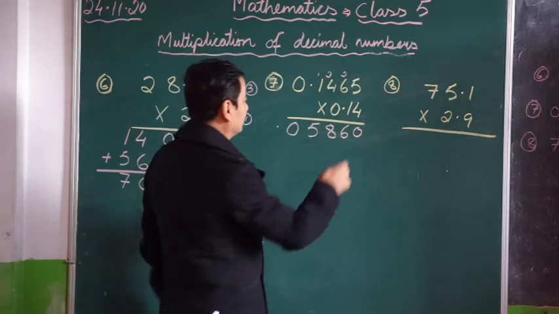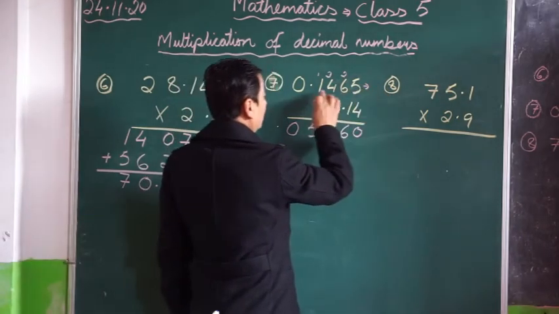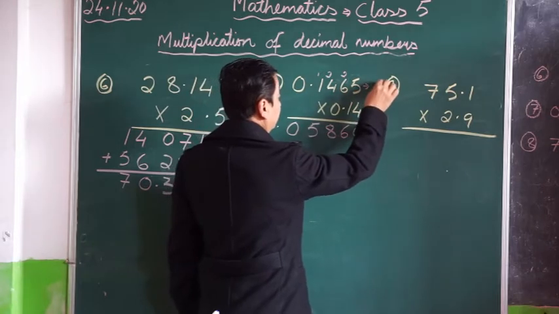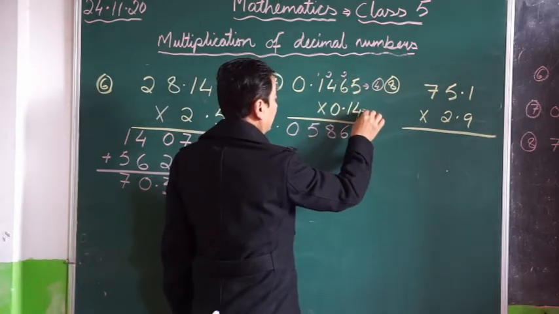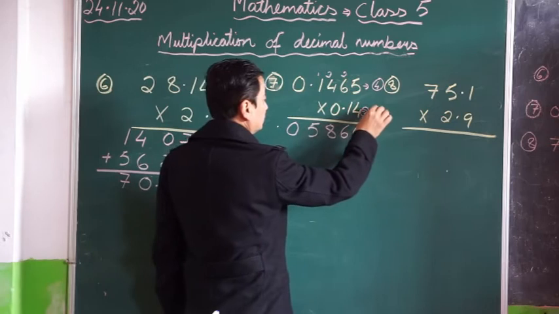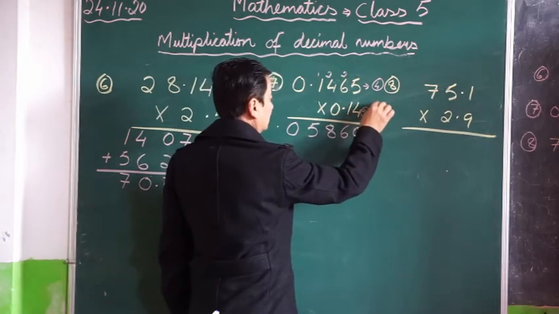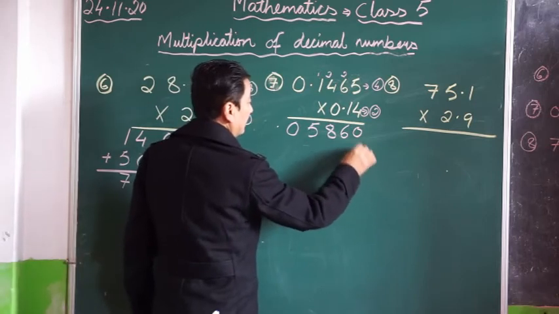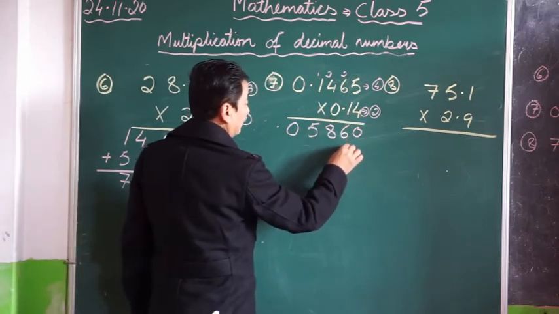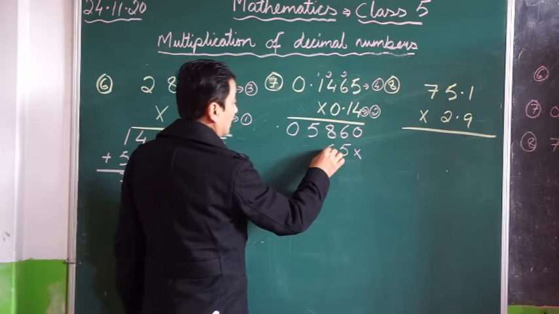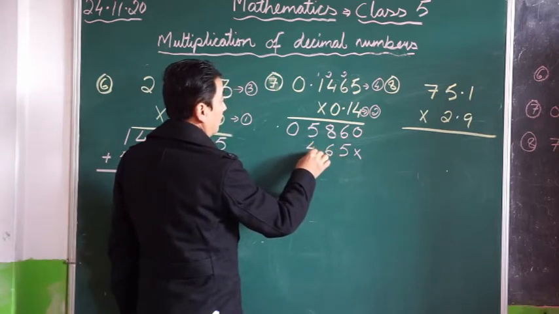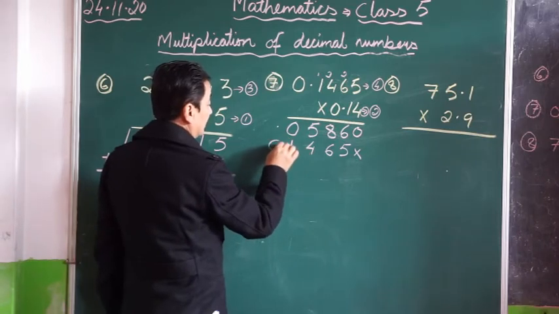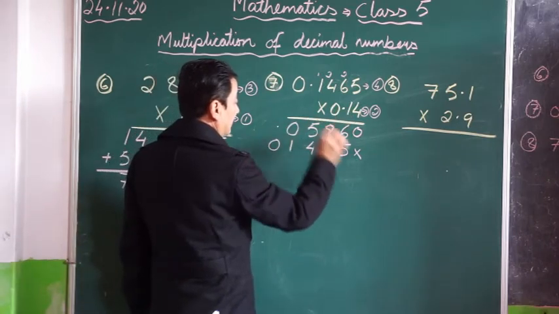Yes. Okay. After decimal point, 1, 2, 3, 4. After decimal point, how many numbers? 2. So we leave that now. Let's go multiply with 1. 1 5 is 5. 1 6 is 6. 1 4 is 4. 1 1 is 1. 1 zero is 0. Now we multiply with 0.